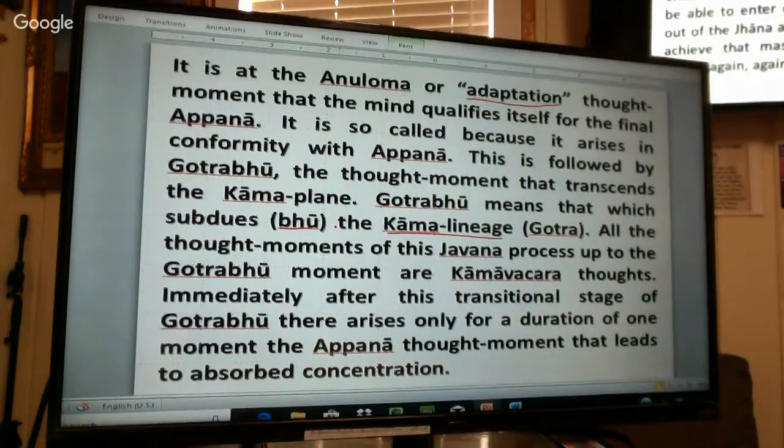So all of the thought moments in the jhana process up to the Gotrabhu moment we call kamavachara, not rupavachara right now. So Gotrabhu is a borderline. Before Gotrabhu, all kamavachara. After Gotrabhu, all rupavachara. Changing like this. That's why the Buddha got the name Gotrabhu. But the chitta is kamavachara chitta, sense sphere consciousness.